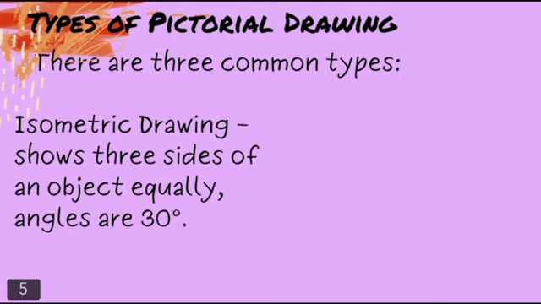Example, a drawing of a refrigerator. You see its front, right side, and also the top. The top is visible at equal angles. That is an isometric drawing.